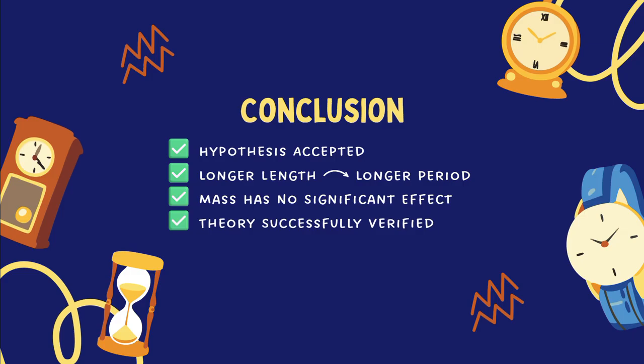In conclusion, this experiment successfully achieved all of its objectives. The results demonstrate that the period of oscillation increases as the pendulum length increases. The experiment also showed that the mass of the pendulum bob has no significant effect on the oscillation period. The graph also produced an approximately straight line, confirming the theoretical relationship predicted by the simple pendulum equation.